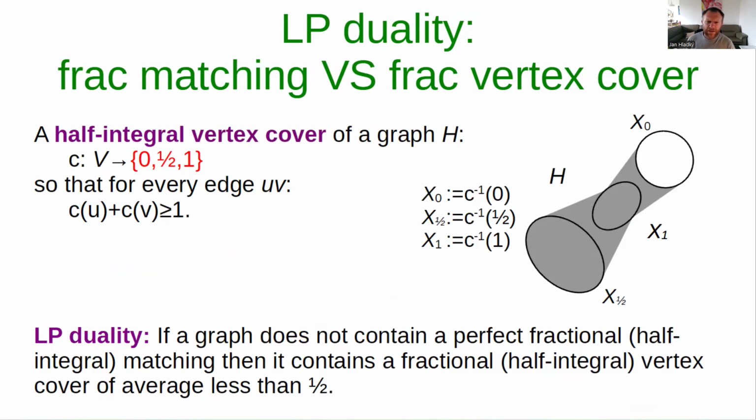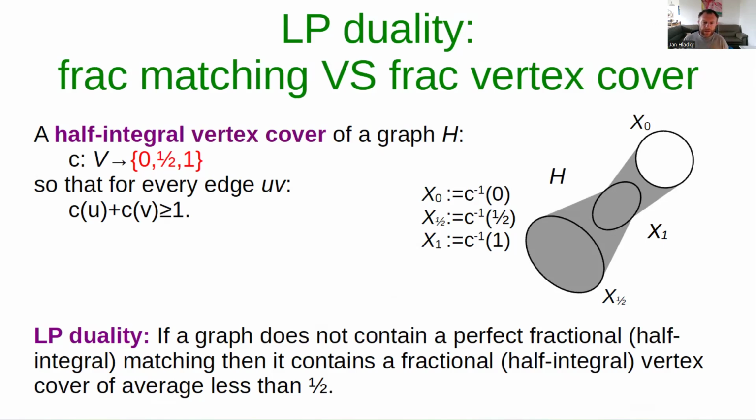Well, let's define a half-integral vertex cover more precisely. If you have a function assigning weights of 0, 1/2, and 1 to the vertices, then you can partition the vertices into 3 sets based on their weights, X0, X1/2, and X1. For this to be a valid vertex cover, there can be no edges between X0 and X0, nor between X0 and X1/2. Because if there were, the sum of the weights on that edge would be less than 1, sorry.